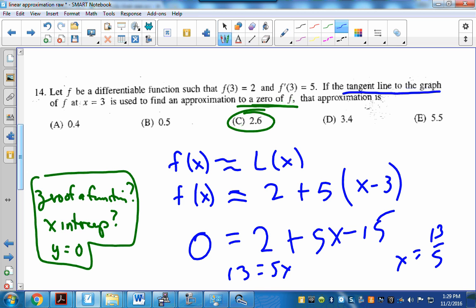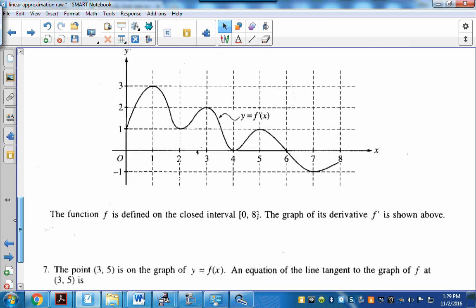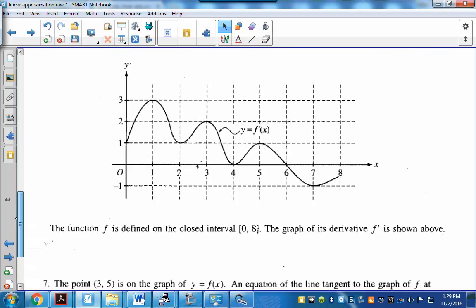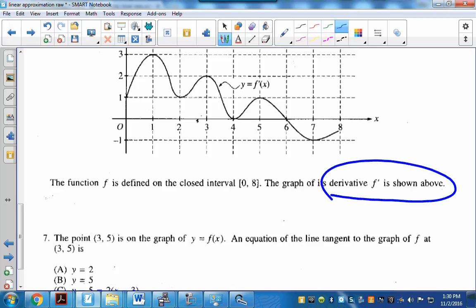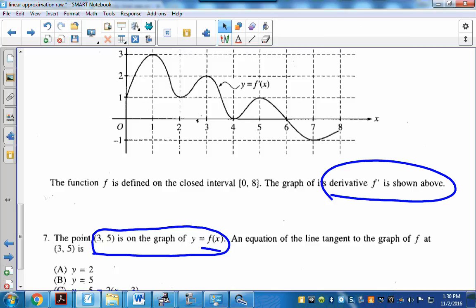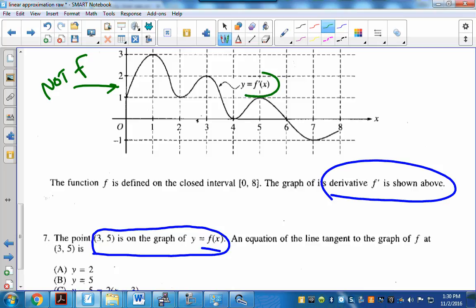Here's one more I found. They have these about every few years. This is some weird graph. It says the function f is defined, the graph of the derivative above. And the task is 3, 5 is on the graph. Now, as soon as you read that, you should be clear what's going on. 3, 5 is on the graph of f. When you look up here, that's obviously not f. This is f prime. This is the derivative graph, not f. Don't have f. Don't know what f looks like.